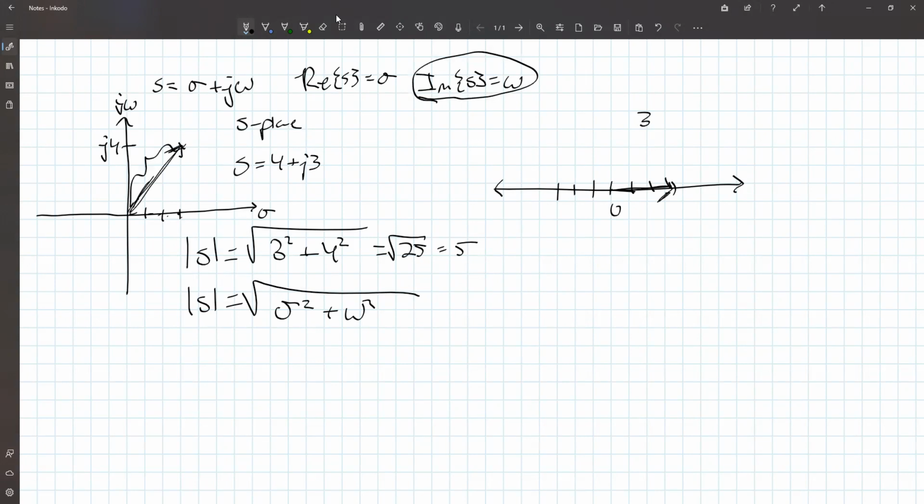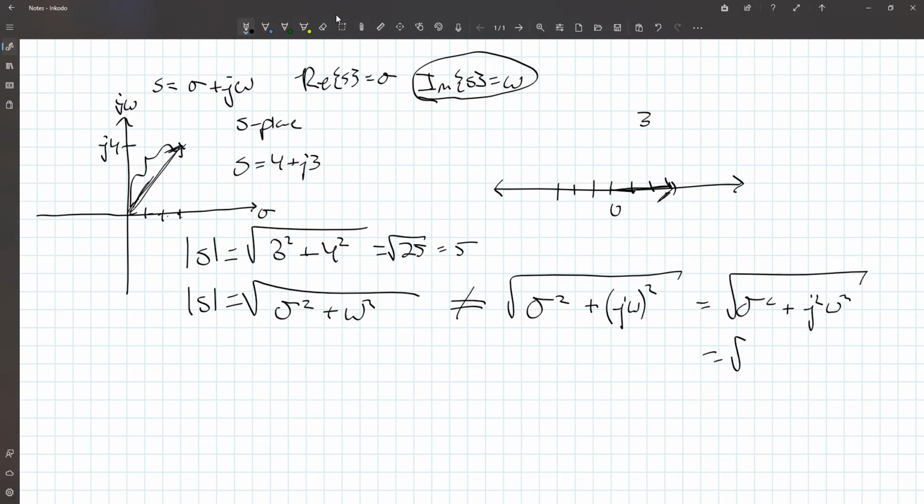Because if we put in j omega, this does not equal the square root of the real part squared plus j omega squared, because this would be equal to sigma squared plus j squared times omega squared. And then that would be equal to sigma squared minus omega squared. And that's not equal to that, right? We're minusing it right here.